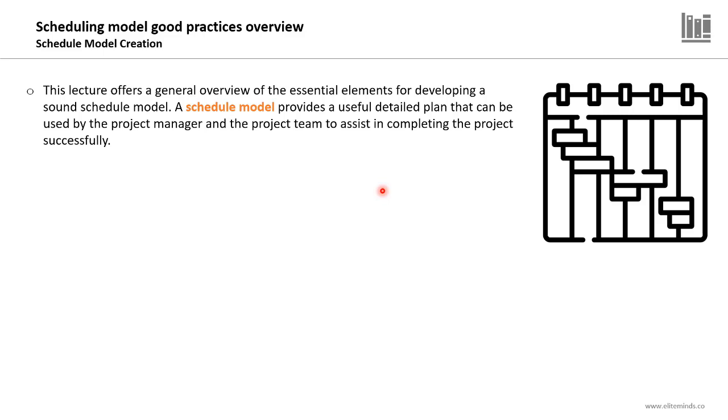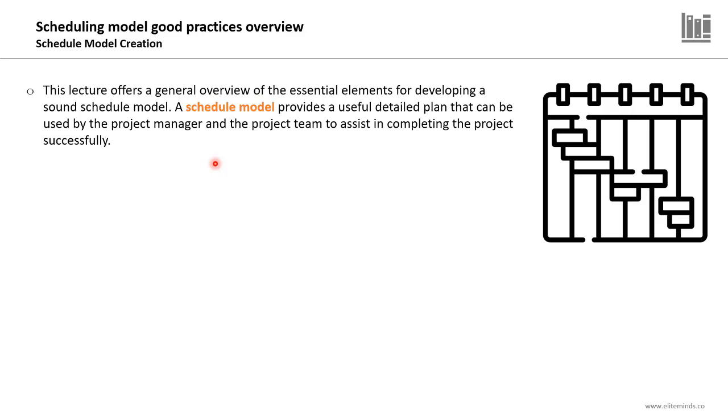Now in this lecture, I will walk you through the 9 key steps you need to follow in order to develop the schedule model in your project. So this lecture offers a general overview of the essential elements for developing a sound schedule model. Now, a schedule model provides a useful detailed plan that can be used by the project manager and the project team to assist in completing the project successfully.